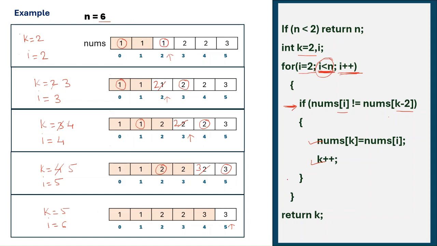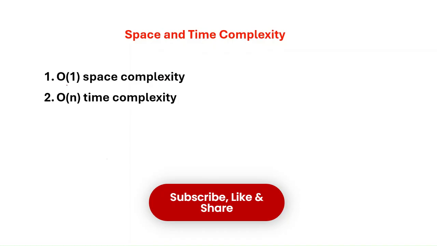We come out of loop and then we return k. So k is 5. Here you see we have 5 valid elements in the array. All the elements, or each element, appear at most twice. Space complexity of this program is O(1) and time complexity of this program is O(n).